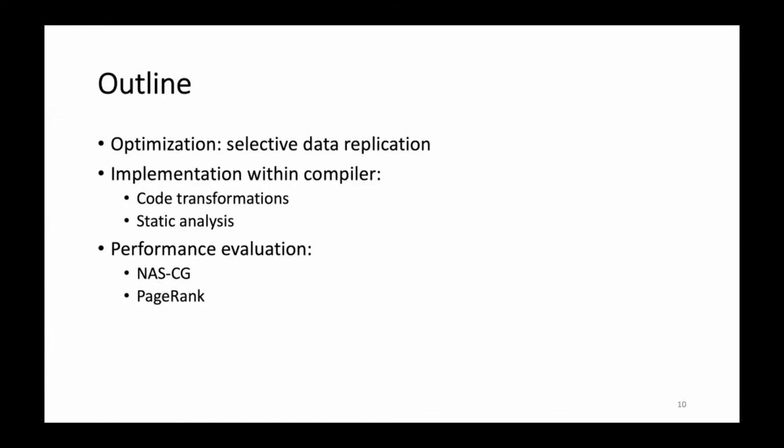So here's the outline. I'm going to talk about the optimization itself. So what are we actually doing? And then most of the time will be spent talking about how we implement this within the compiler as an optimization. So this has to do with how we do code transformations and static analysis. And then to show that the optimization is actually providing a benefit, I'll look at 2 different irregular applications and see what kind of performance we get.